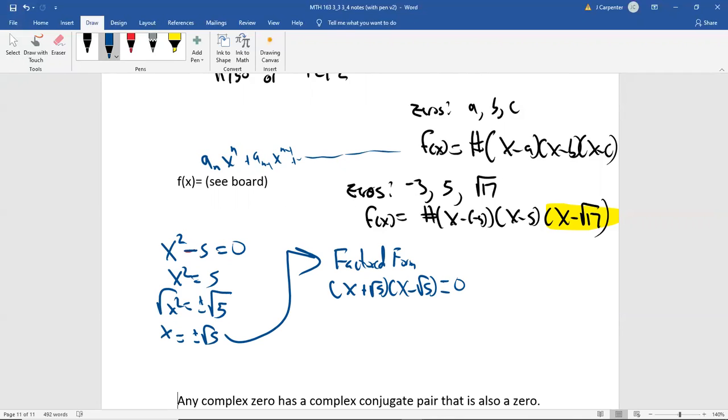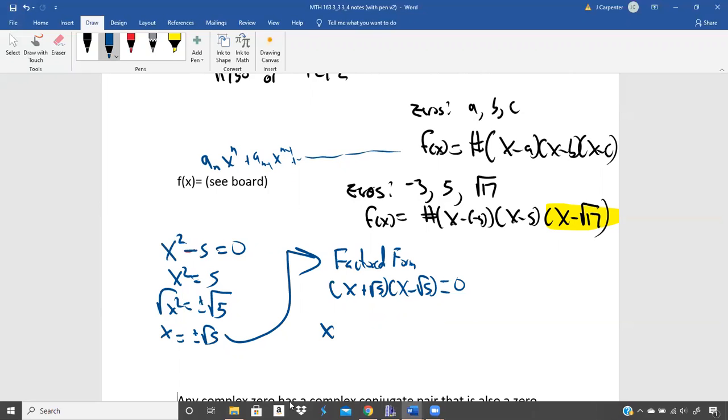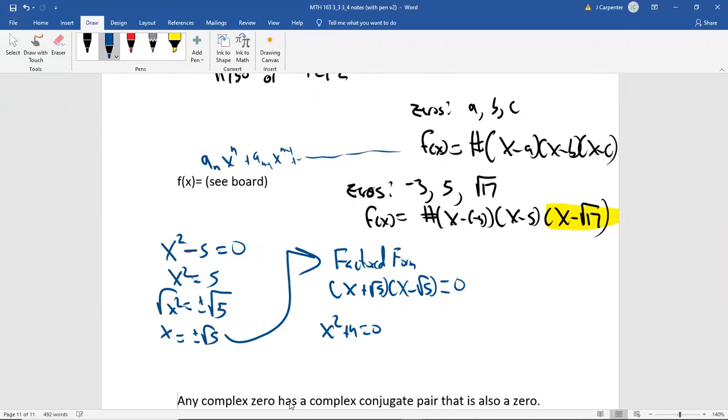The negative square root of 5 leads to the plus, the positive leads to the negative, because the zeros always change signs of the factored form. Or if you add x squared plus 4 equals 0, when you do that work, you eventually get down to x equals plus or minus 2i, which says the factored form, f for factored, would be x minus 2i times x plus 2i.